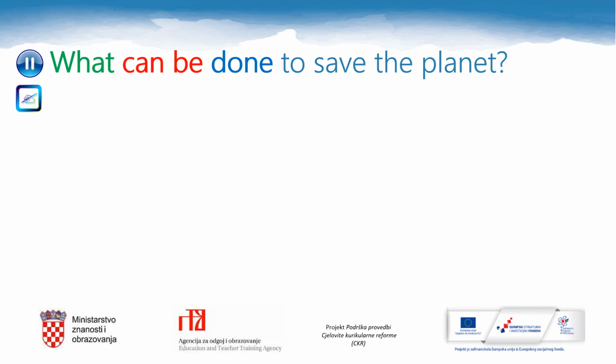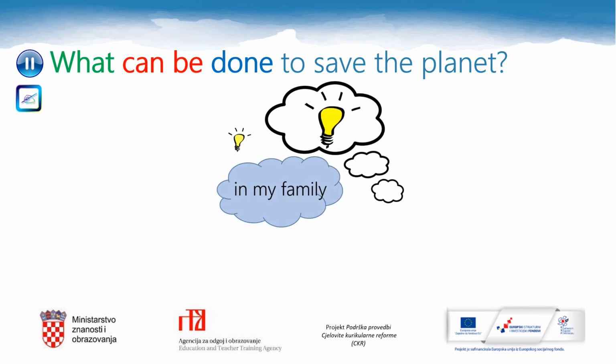What can be done to save the planet? In my family. You should act locally, in your family, in your school, in your community. But you should think globally. You should think about the Earth as a planet. So pause this video now, draw a mind map in your notebook and write your ideas.